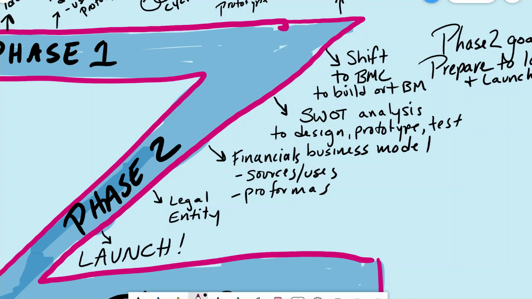You'll want to be able to get your financials squared away, both in terms of sources of financials to get you moving forward, to get to launch, as well as how you will use it pre-launch. And then you want to also do pro formas, what your financials will look like post-launch, at least for a period or two, so a year or two, or whatever makes sense for your particular entity. You'll want to form a legal entity, and then you'll want to get launched.